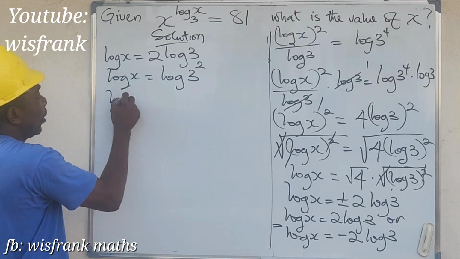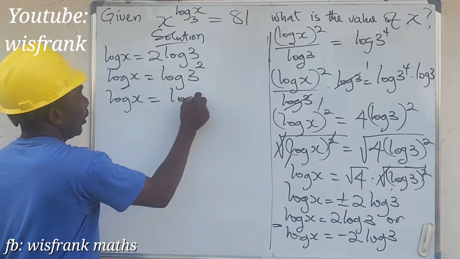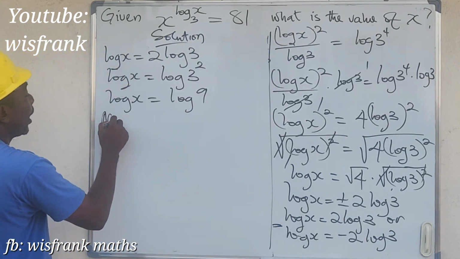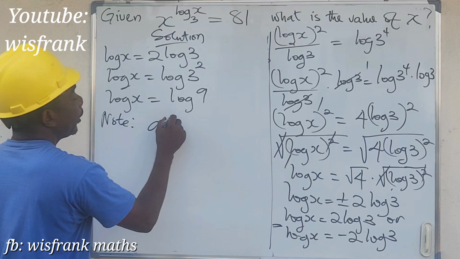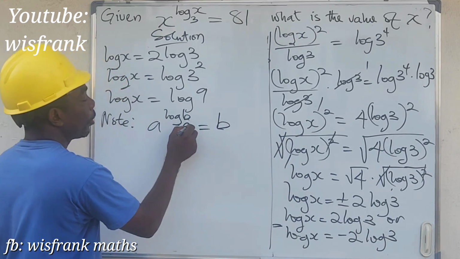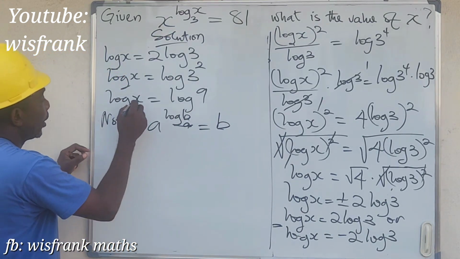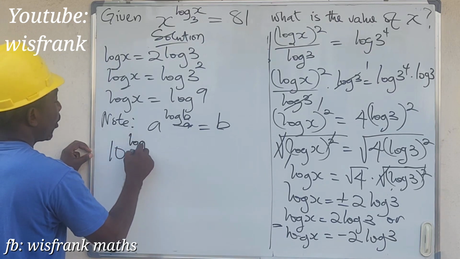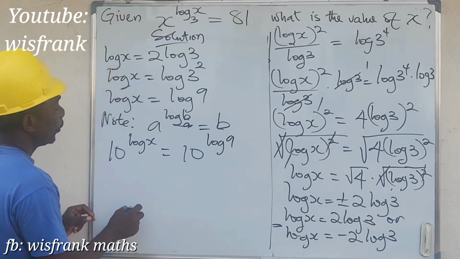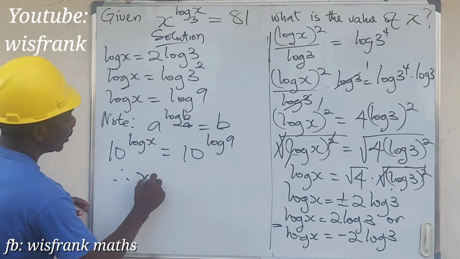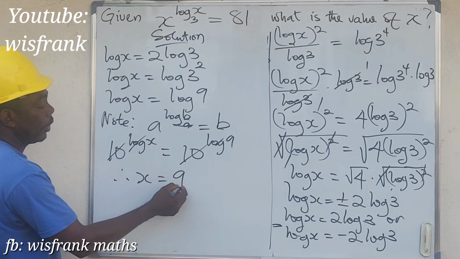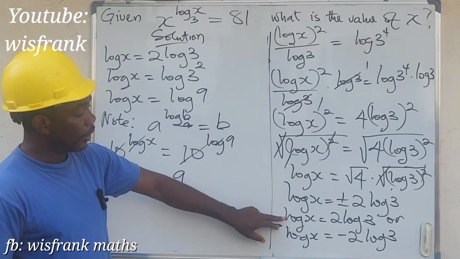And here we have log x equals log 9, because 3 to the power of 2 is 9. So here we recall that when we have a to the power of log b to base a, it is the same thing as b, because the a will cancel here. So now this will become 10 to the power of log x equals 10 to the power of log 9. Therefore, our x will be equal to 9, because this will cancel here and this will cancel here. We have x equals 9. So this is the first value of x from this first one.